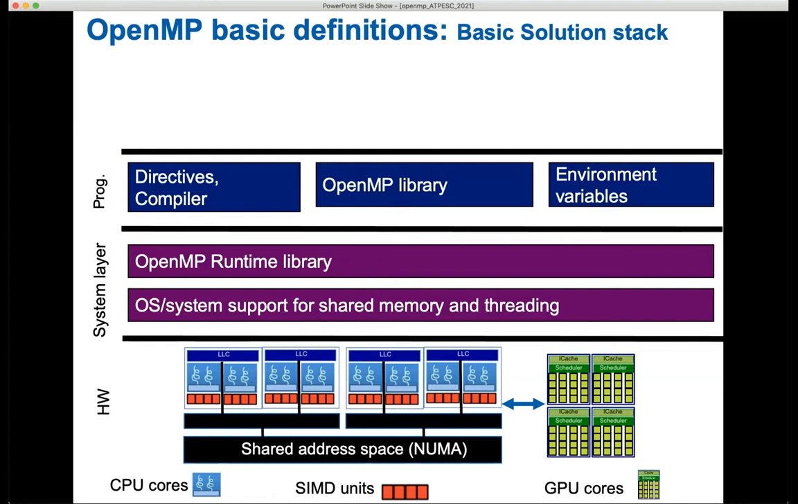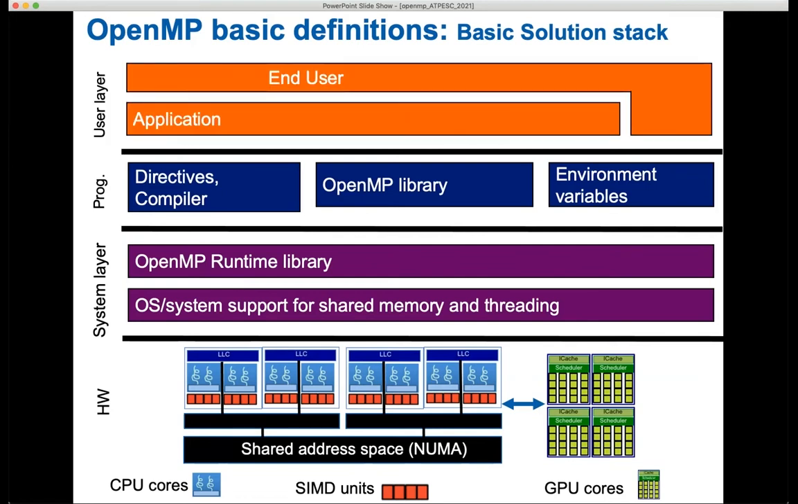Then there's the programming layer, the directives, the runtime library, the environment variables. And then on top of that, I have the user layer, which is the applications that end users run. So these are the basic layers we're talking about when working with OpenMP. And the topic of this tutorial is that programming layer. By the end of today, if you stick with me, you will have mastered that entire blue programming layer. That's what we will cover.